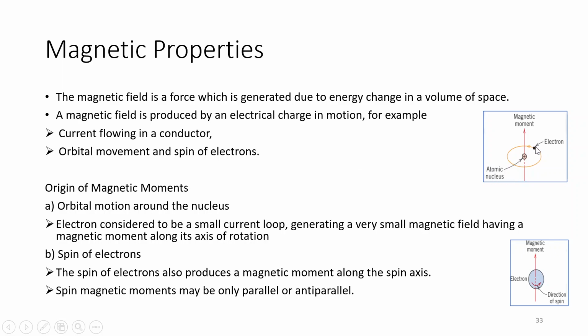So because of this spin as well as this orbital motion, there will be some magnetic field generated. The origin of magnetic moment is orbital motion around the nucleus. An electron is considered to be a small current loop generating a very small magnetic field, having a magnetic moment along its axis of rotation. Next you have spin of electrons. The spin of electrons also produces a magnetic moment along the spin axis, and spin magnetic moments may be only parallel or anti-parallel.